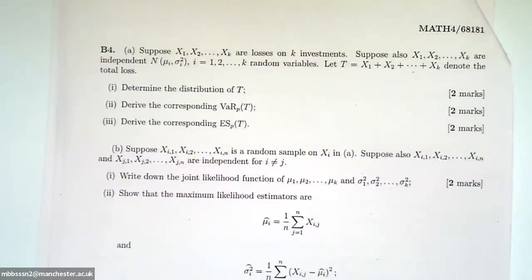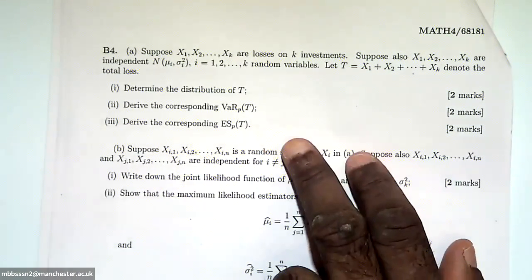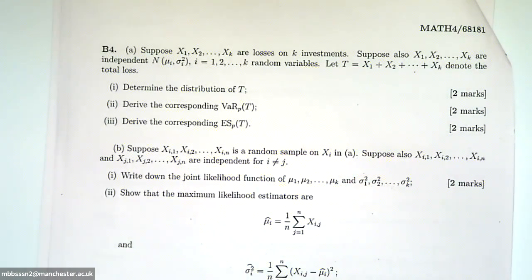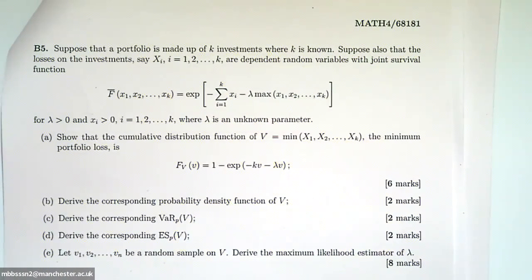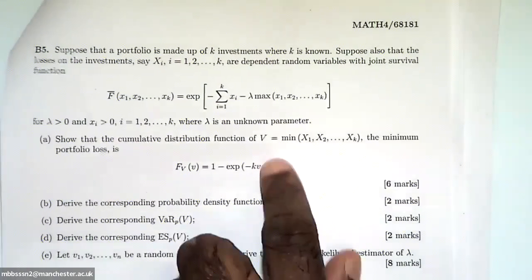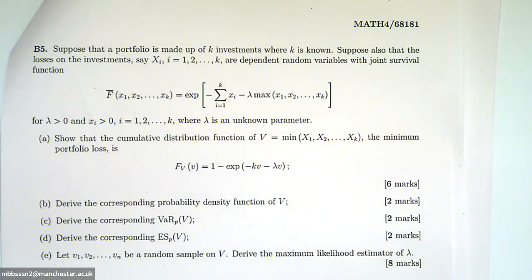Questions B4 and B5 will be on portfolio theory. B4 is on the sum, in other words, total portfolio loss. This last year it was, and B5 is on maximum portfolio loss. Sorry, minimum portfolio loss. So B4 and B5 will be on portfolio theory, which we did.